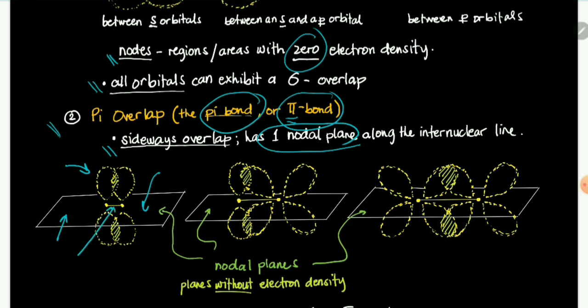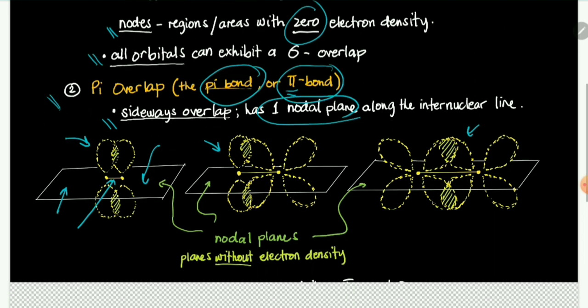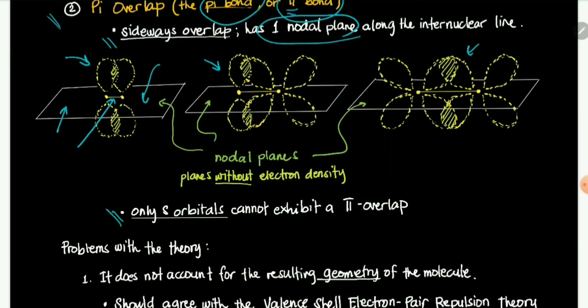So pwedeng mag-pi bond ang dalawang p orbitals, pwede ring mag-pi bond ang p orbital at d orbital. So makakita kayo ng region na walang electron density along the internuclear line. Pwede ring mag-pi bond yung dalawang d orbitals. Okay? So only s orbitals cannot exhibit a pi overlap kasi kapag s orbital wala tayong angular node. Kasi angular nodes ang ating key para makapag-exhibit ng pi bonding. So walang angular nodes ang ating mga s orbitals. So hindi sila makapag-exhibit ng pi bonding.